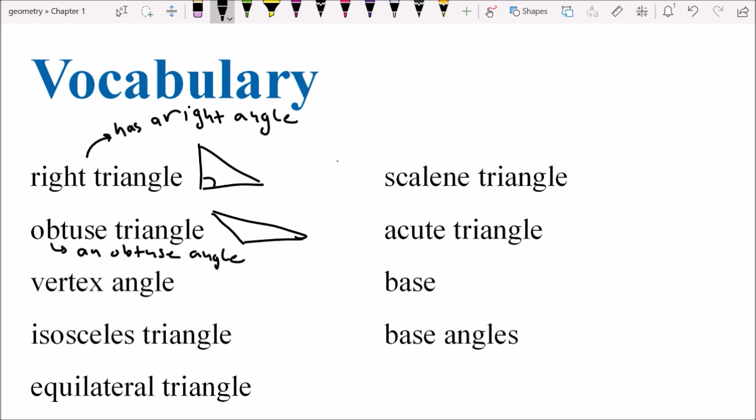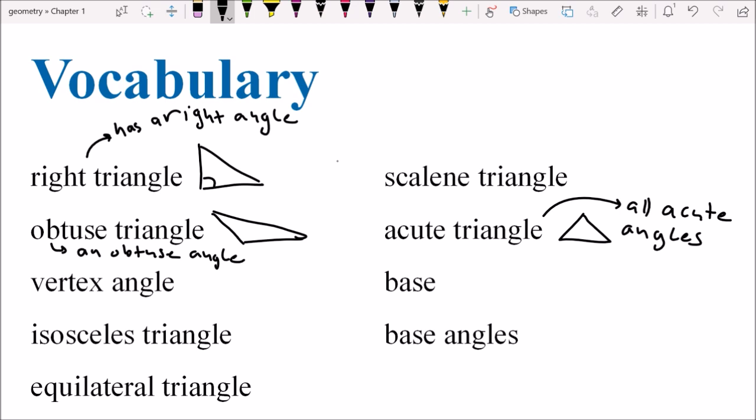When we're talking about this category of triangles, or this set of types of triangles, the third one we might talk about is an acute triangle. An acute triangle, here's an example. It has all acute angles. So by that we mean no obtuse angles, no right angles.